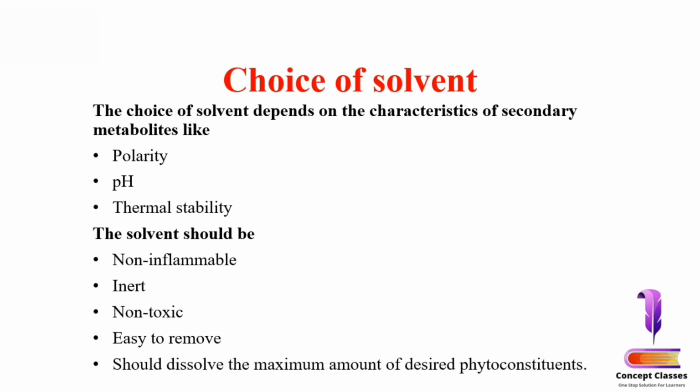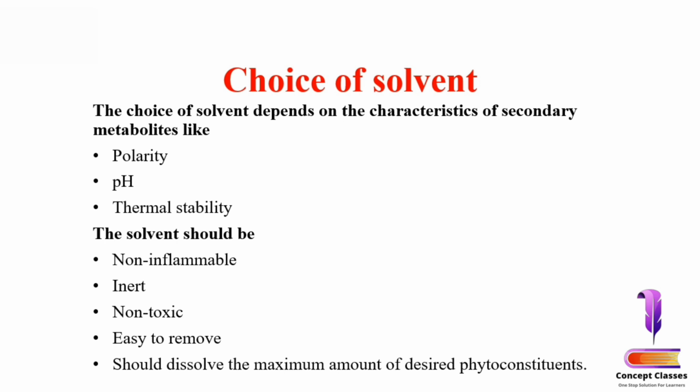Next comes the thermal stability. So before choosing a solvent, we have to find what is the thermostability of the secondary metabolite that we are going to isolate. For example, if we take vitamin C of the citrus fruits, at or above 40 degrees centigrade, the vitamin C gets easily denatured. So the choice of any solvent which will require a high temperature to extract vitamin C will obviously decrease the amount of vitamin C extracted, and it will cause the denaturation of the vitamin C.